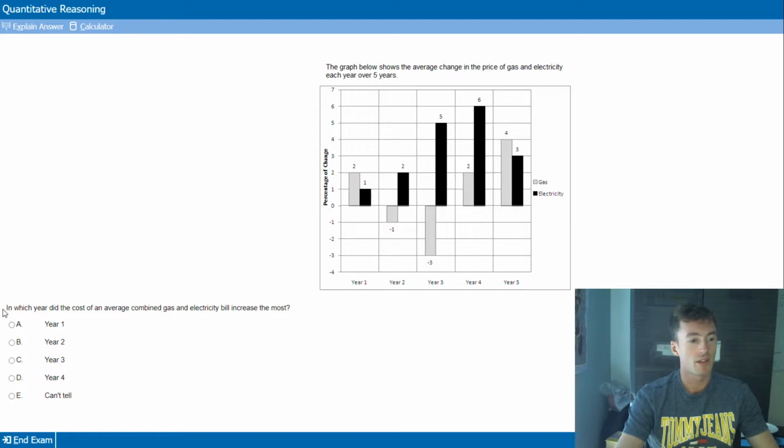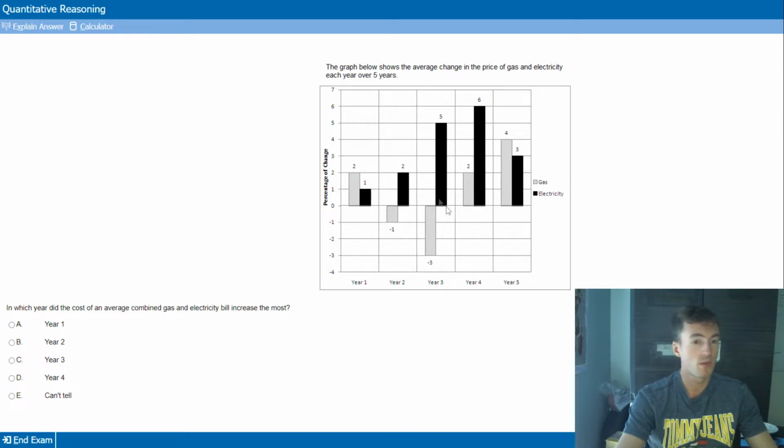Okay, this question: in which year did the cost of an average combined gas and electricity bill increase the most? Okay, so you might be tempted for this one to just say, well, this is just the biggest percentage increase of both of them. So 2 plus 6 is 8, 4 plus 3 is 7, so it's got to be year 4. However, they are trying to trick you again. This is where you really need to look at the question carefully. It's saying, which year did the cost of an average combined gas and electricity bill increase the most?